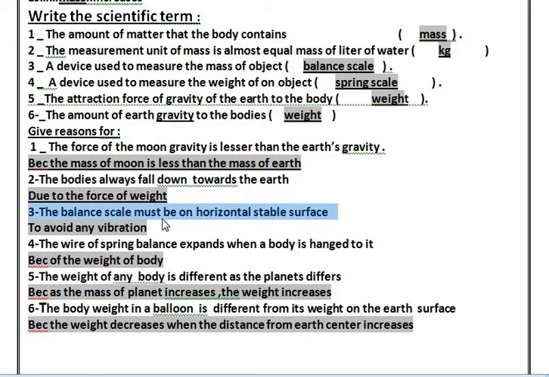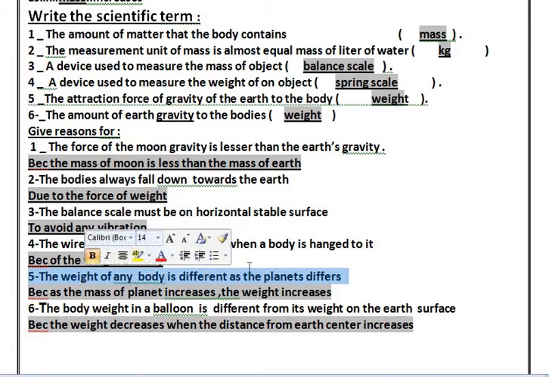The balance scale must be on a horizontal stable surface. ليه لازم نحط الميزان على سطح ثابت أفقي to avoid any vibration عشان نتجنب أي اهتزاز. The wire of spring balance expand when a body is hanged to it. الواير بيحصل له expansion يعني بيتمدد لأسفل لما بنعلق حاجة فيه، ده نتيجة الويت because of the weight of the body. The weight of any body is different as the planet differs.